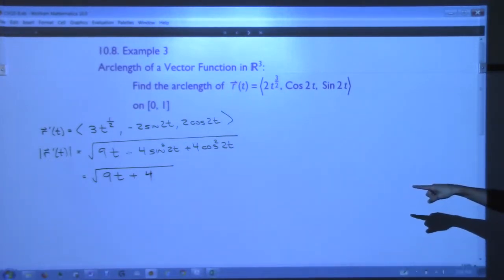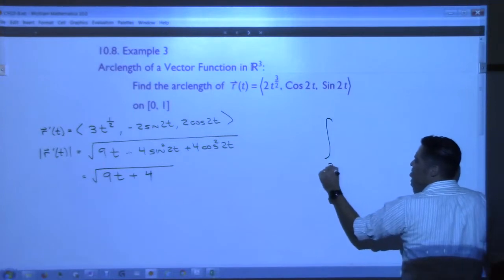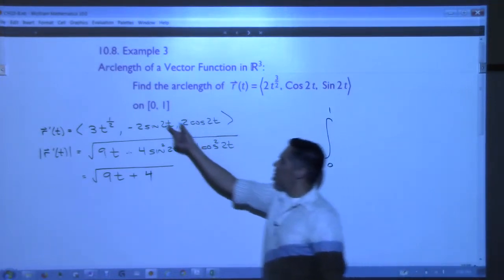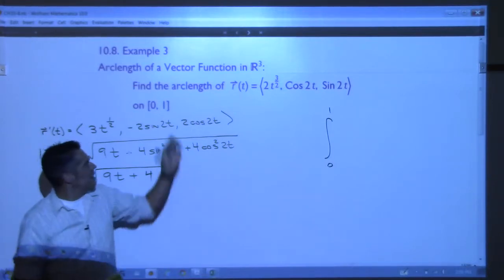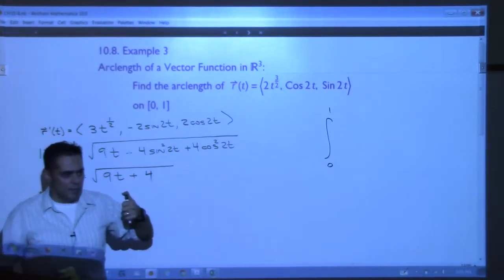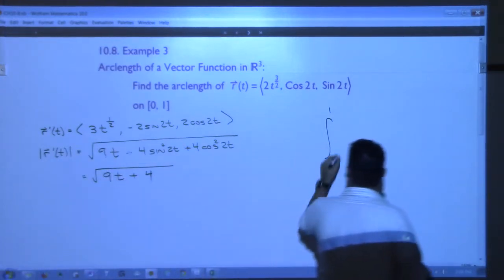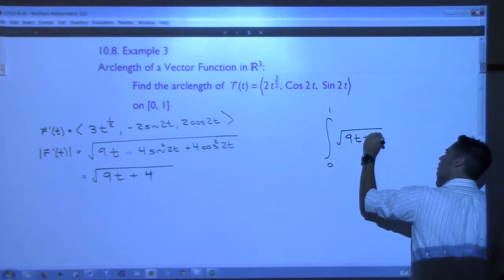So that's what I need to integrate, right? I need to integrate that from where to where? 0 to 1. And this one, they actually gave me the interval. They gave me the t where I start and the t where I stop. See the difference? If they give you the interval, it's easy. If they give you 2 points, you have to extract what t is. And I'm integrating root 9t plus 4 dt.